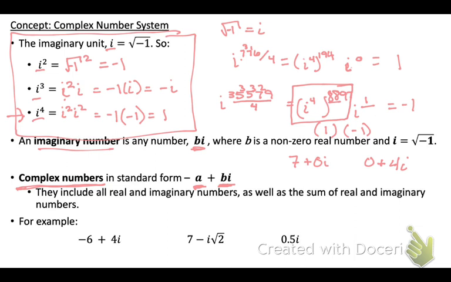7 minus I square root of 2. Technically, this should be 7 minus the square root of 2 i. Your imaginary unit should always be at the end. That's why knowing where your square roots start and stop is really important. I will tell you when I'm working.